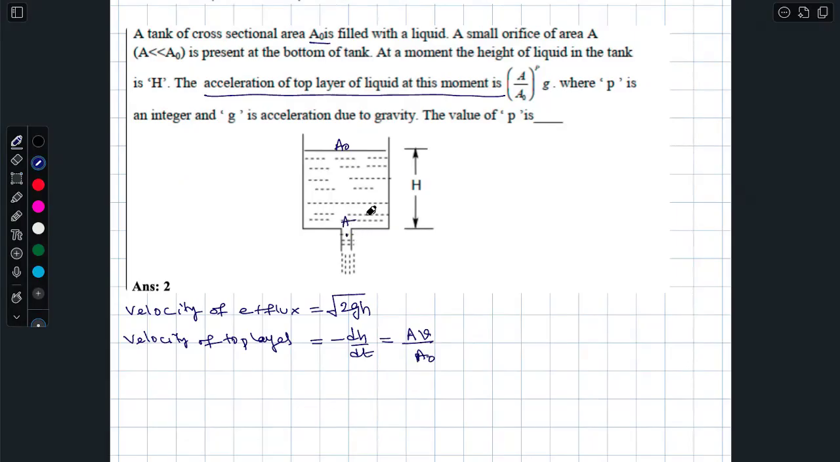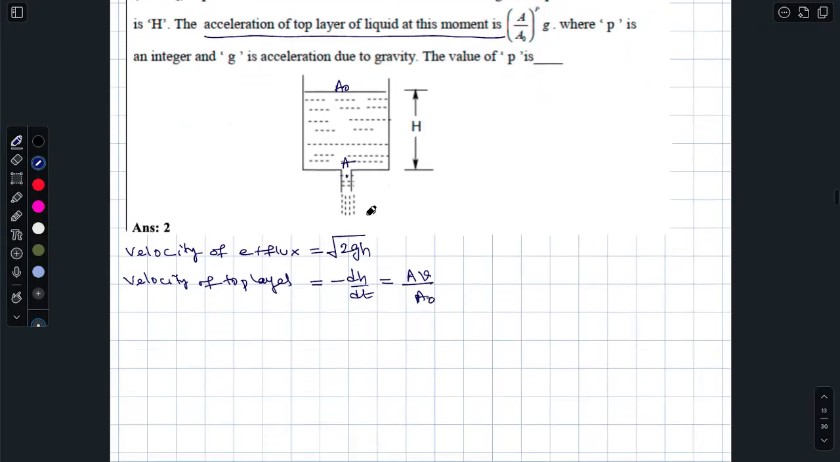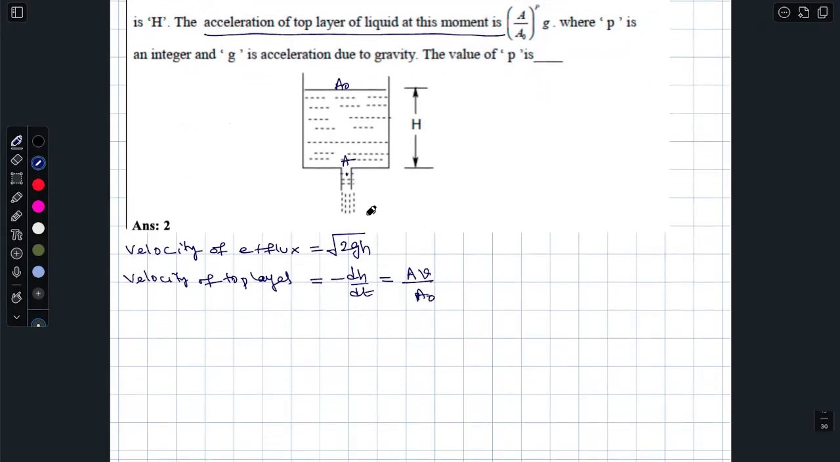Any doubts? Right. Acceleration of the top layer is what was asked. Differentiate this.